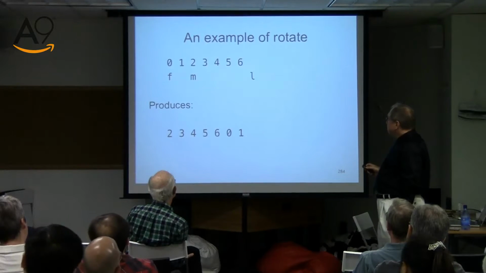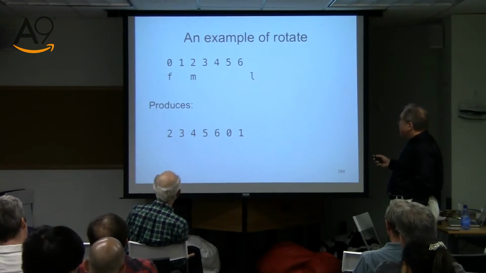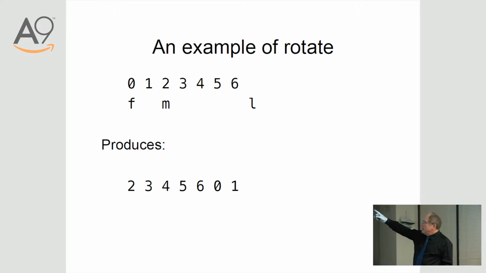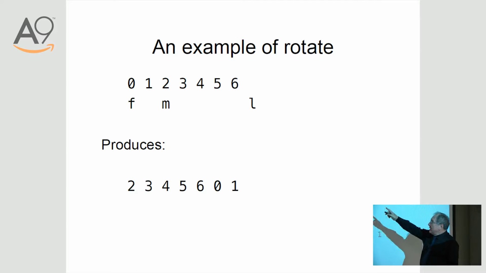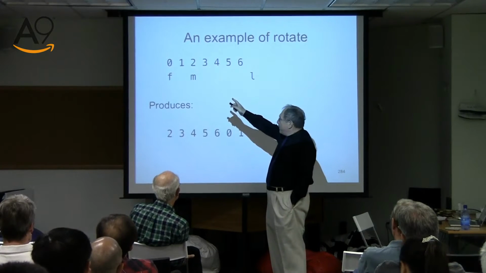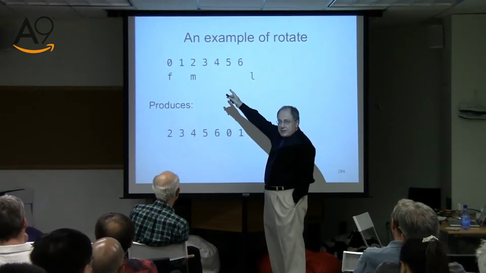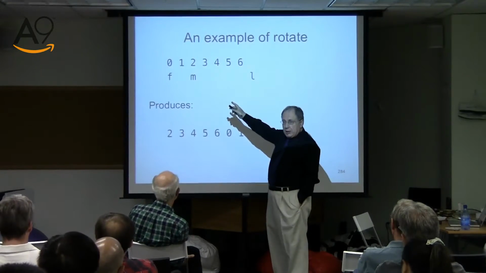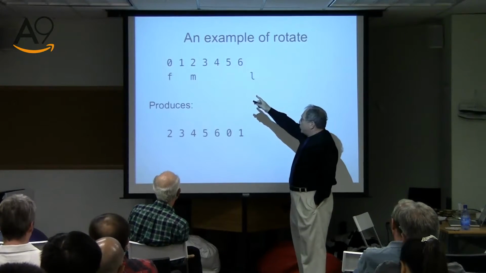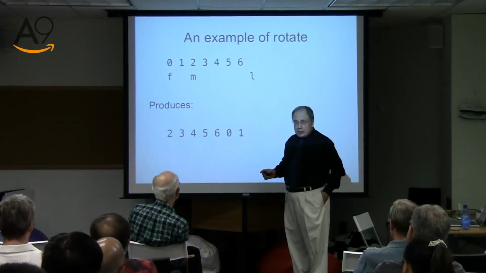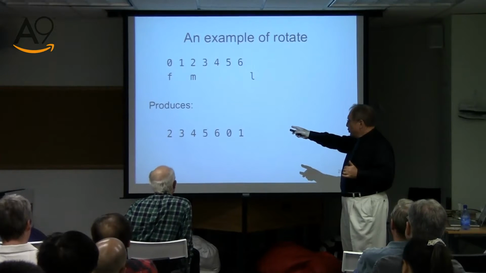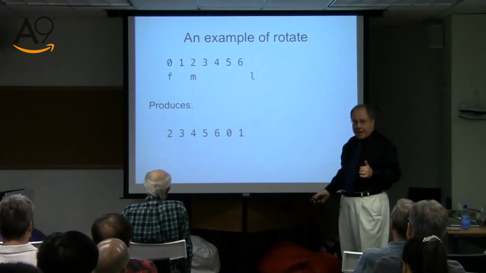Now, let's just show an example of rotate. First, middle, last. First points to 0, middle points to 2, and observe our ranges are semi-open. So the first range, range FM, is 0, 1. The range ML is 2, 3, 4, 5, 6. So if we rotate, it should produce 2, 3, 4, 5, 6, 0, 1.